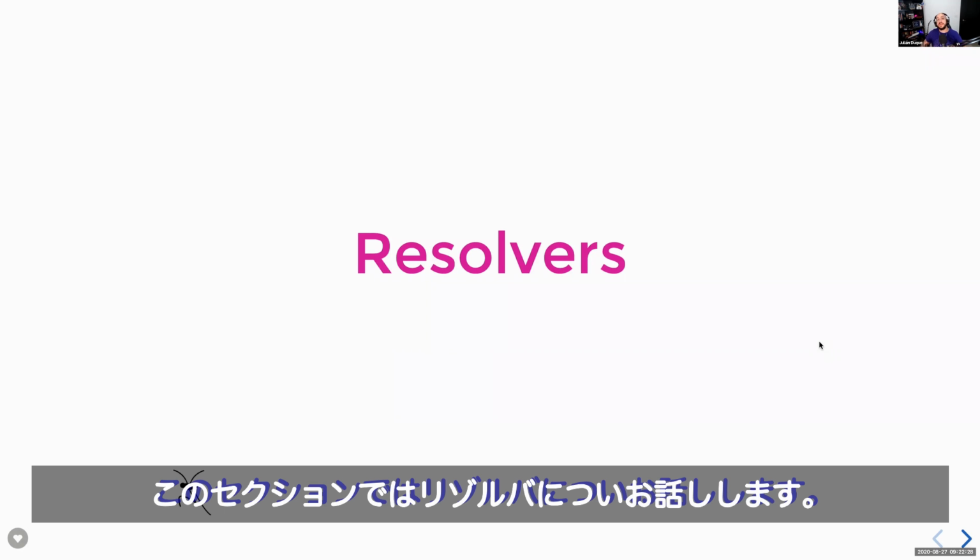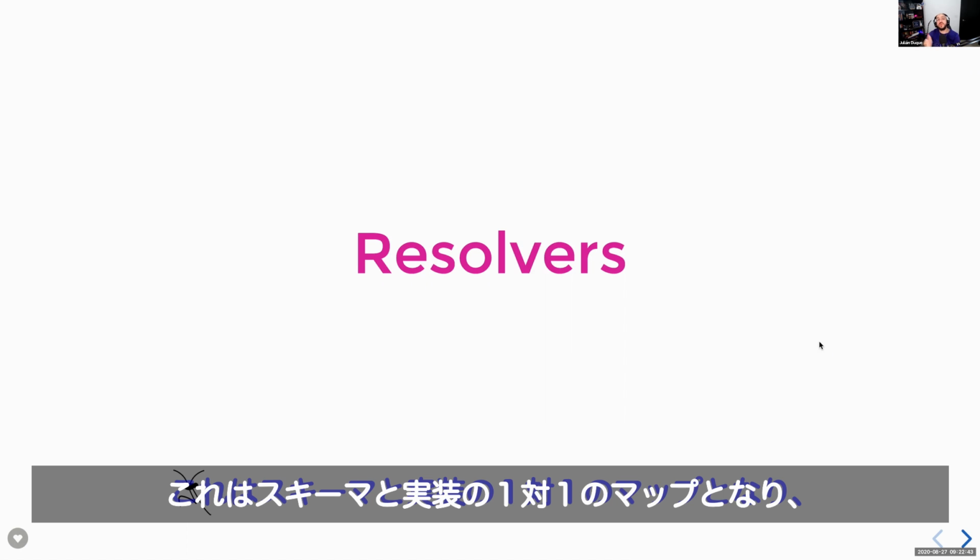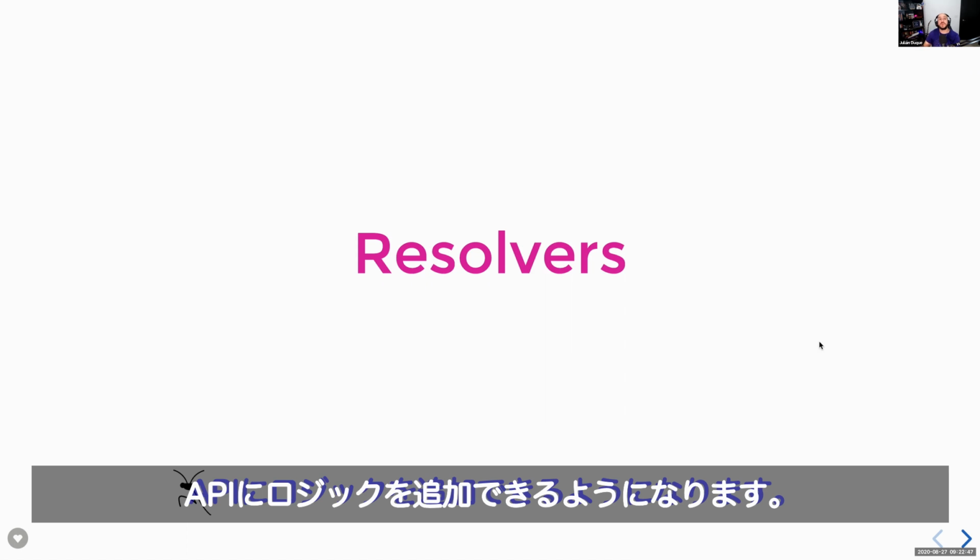So in the next section, we are going to start talking about the resolvers. The resolvers are the operations that are going to be mapping to the operations we defined in the schema. So this is going to be the one-to-one map between the schema and the implementation, so we can start adding the logic to my API.